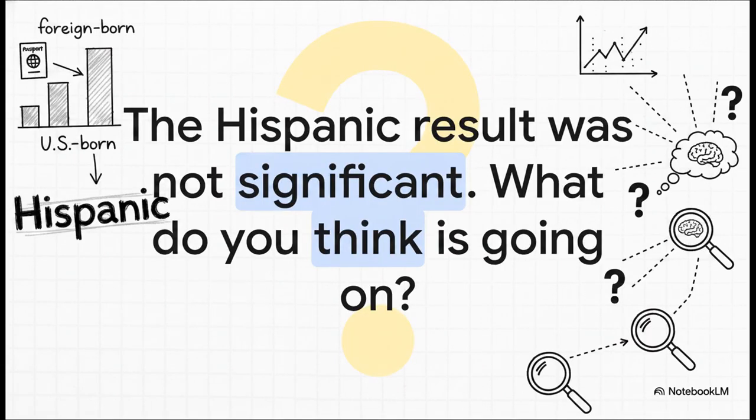And that leads us to one final thought. Remember how in our main model, the difference between Hispanic and white respondents wasn't significant? Well, why would that be? The source author has a theory. Maybe the category Hispanic is just too broad. Maybe it's lumping together foreign-born and US-born people who have really different life experiences. And you know what? That's what great analysis does. It doesn't just give you answers, it helps you ask smarter, more interesting questions for your next project.